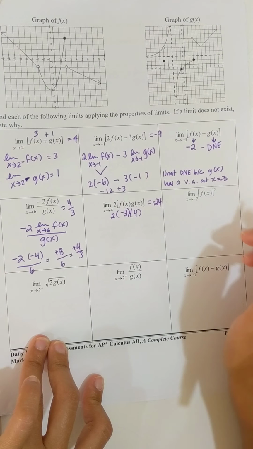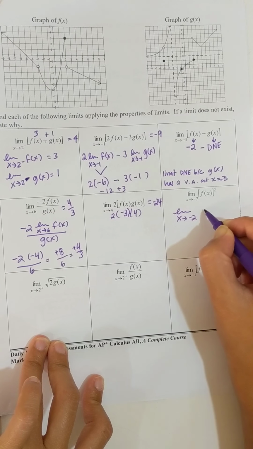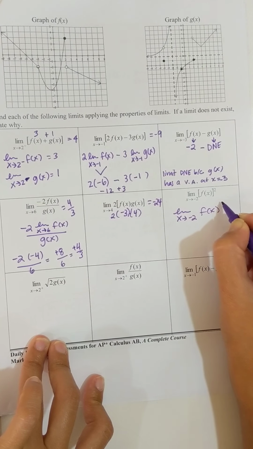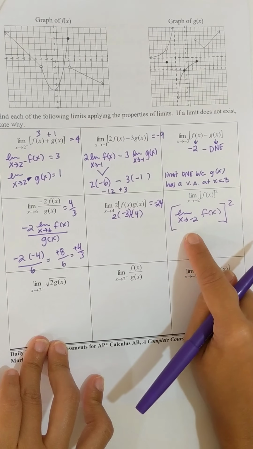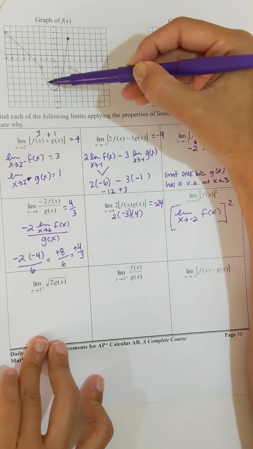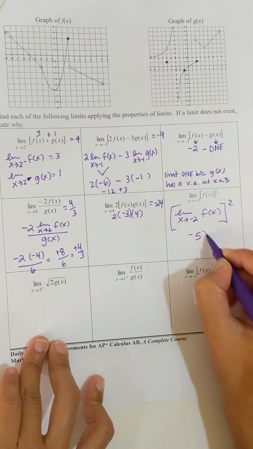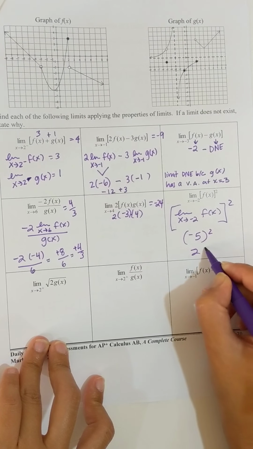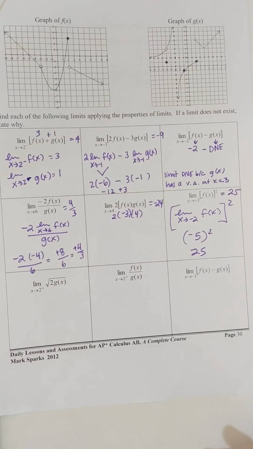What about the power? So we're figuring out the limit as x approaches negative 2 of f of x, and we're just going to square this whole thing. So as x approaches negative 2, here's negative 2. The value of that limit is negative 5. So we are squaring negative 5, which is 25. So this whole limit is equal to 25.